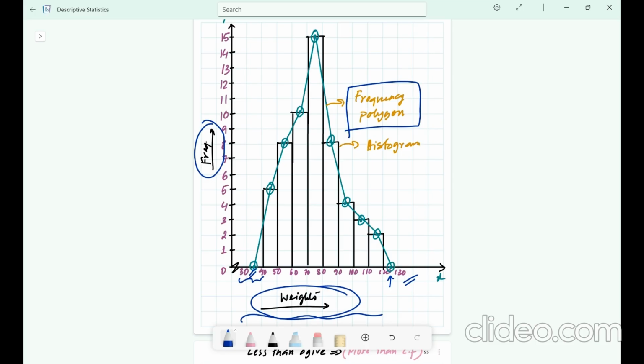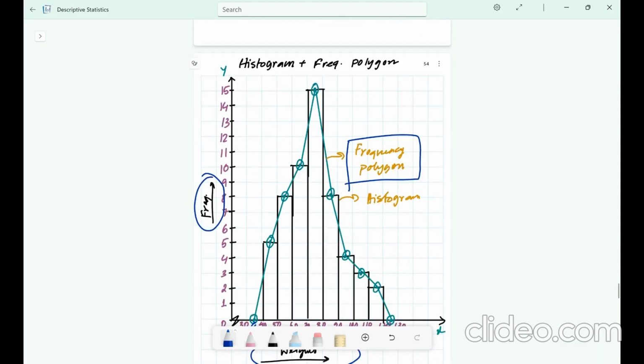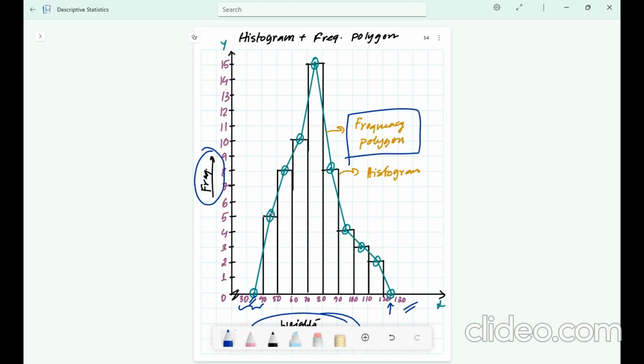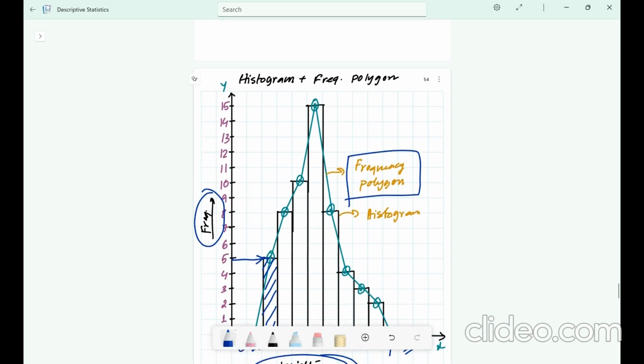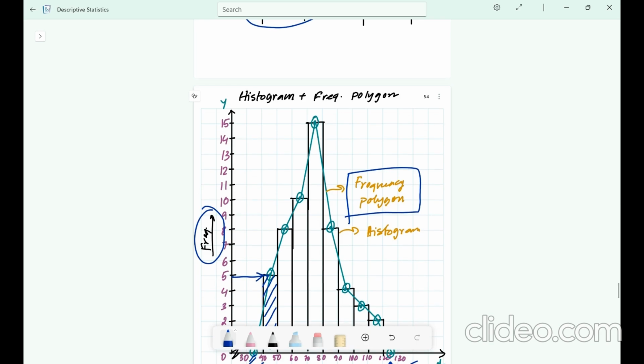So how do you draw a histogram? See, for the 40 to 50 value, it is 5. So for the 40 to 50 range, you plot it till 5. Can you see? It is till 5. And like this, you draw all the bars. But you have to be particular that for a histogram, all the bars are adjacent to each other.